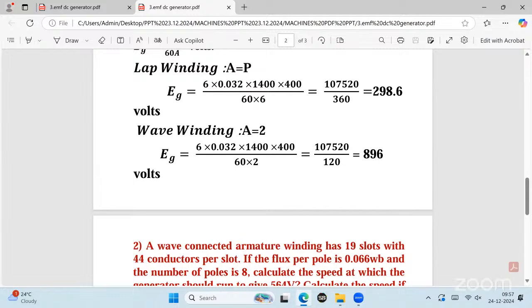Please do, all of you do. You'll get 5 marks. Easy question. Write down the given data, apply the formula, substitute the data. You'll get the answer. 5 marks question.